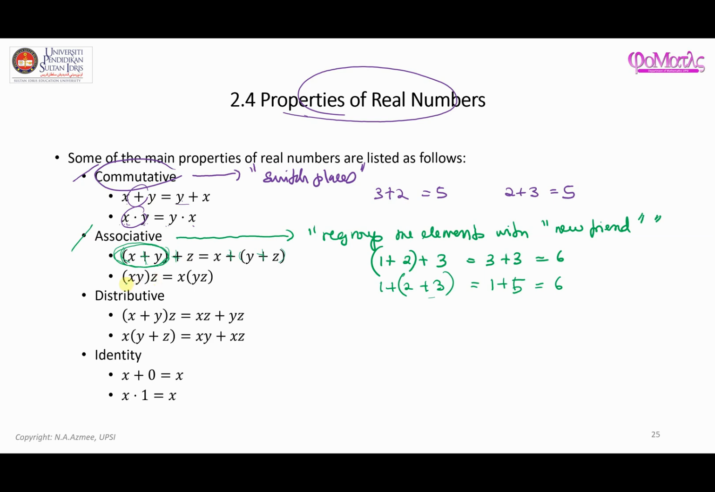Now similarly for multiplication it is the same thing. You have the multiplication process over here. We have x multiplied to y, and then you have the first group over here, and then the result is going to be multiplied with z. And you will get the same result if you regroup. If you change the bracket to these two over here, you regroup the elements and you will still get the same result.